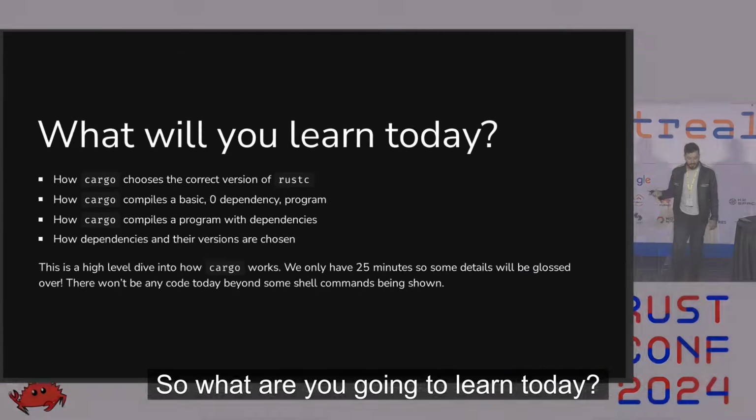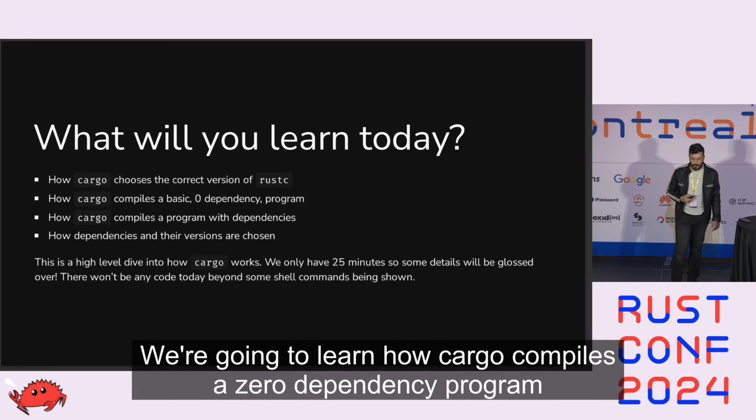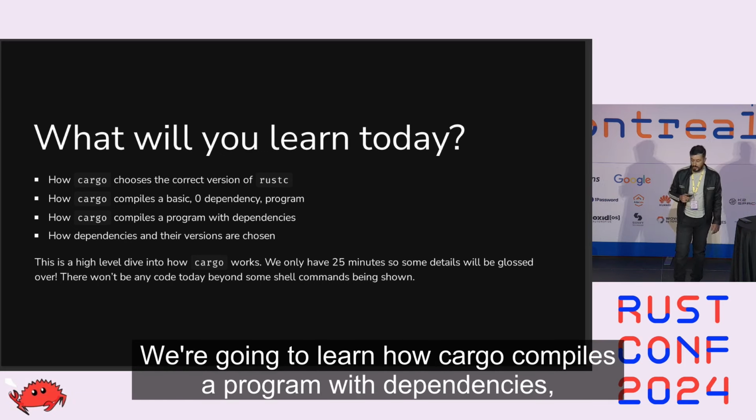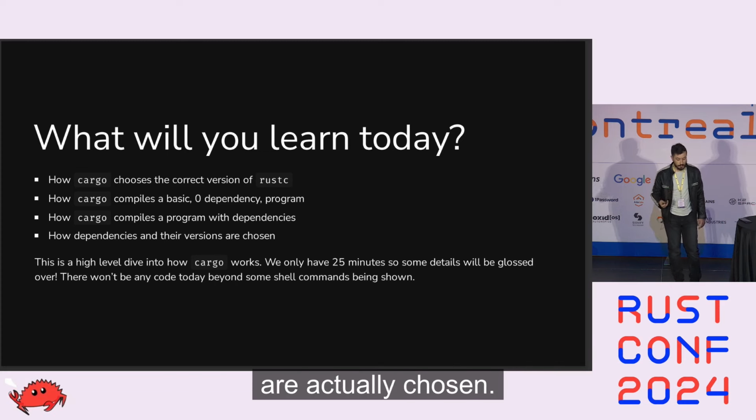So what are you going to learn today? We're going to learn how cargo chooses the correct version of rustc. We're going to learn how cargo compiles a zero dependency program, like your bare bones, I just started my cargo new. We're going to learn how cargo compiles a program with dependencies, and we're going to learn how those dependencies and the versions are actually chosen.